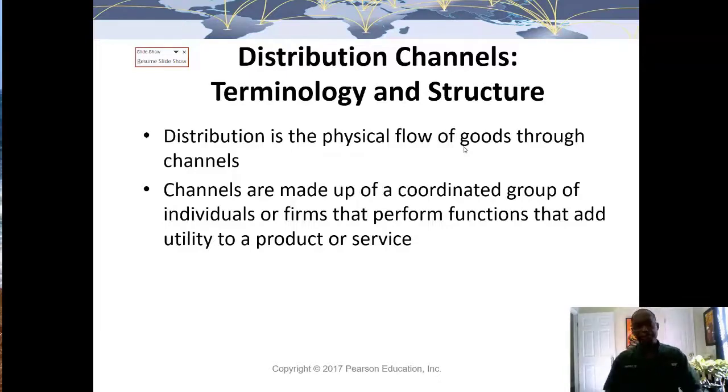How is it distributed? So it says channels are made up of a coordinated group of individuals or firms that perform functions that add utility to a product or service. So if you're a manufacturer and you want to get your products out, you have a number of choices. You can go to retailers, you can go to wholesalers, or you can sell direct. There are lots of different channels. And if you look on page 374, they have six different types of channels.